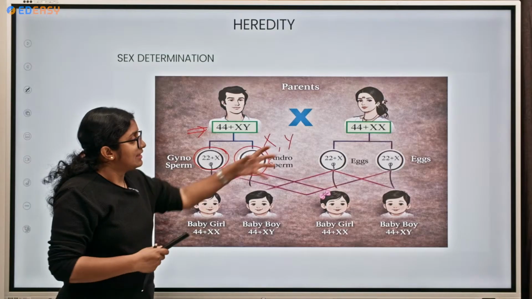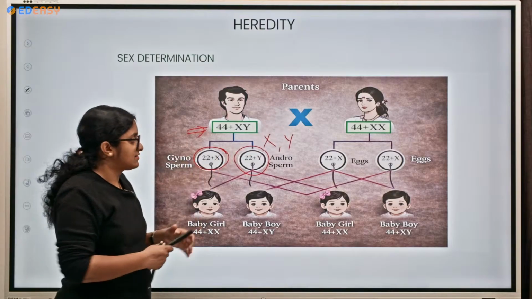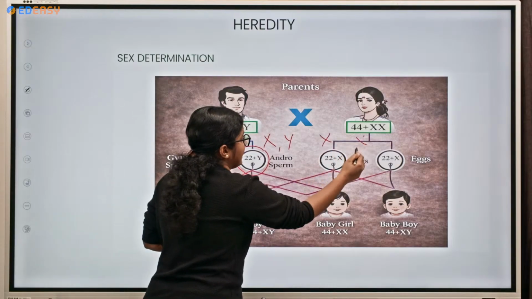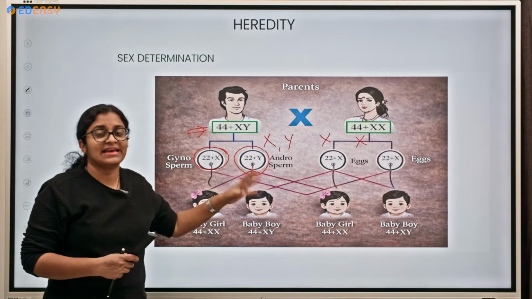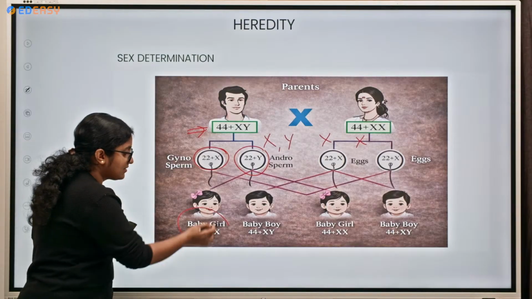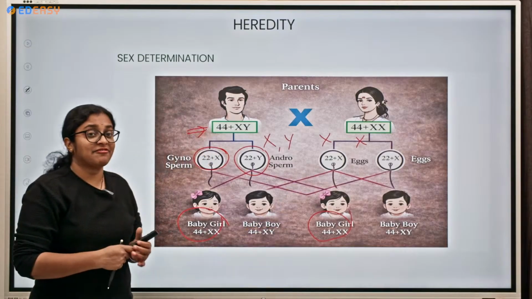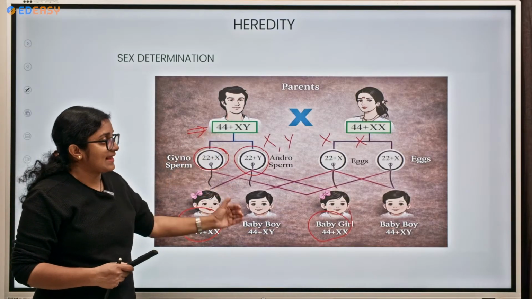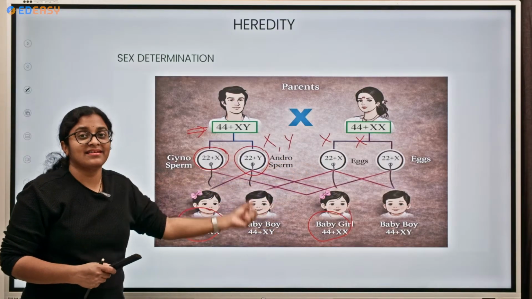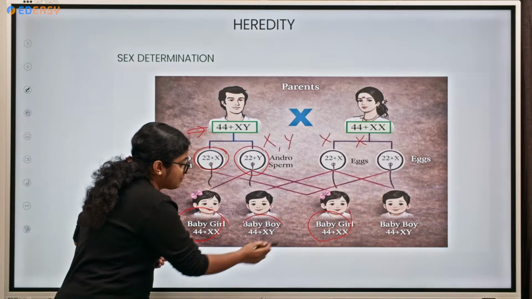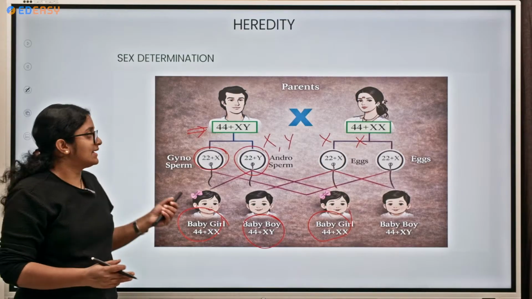Okay. Now if you take the female, in simple terms, X and X. So the X from the male and the X from the female, if they combine, that will be a baby girl. If the Y from the male and the X from the female egg combine, the offspring will be a baby boy. So this is how the sex of a child is determined.